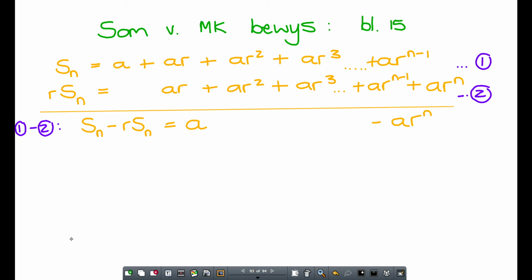Ja. Ek het hom uitgelos want wat jy eintlik net vir my moet sien is daai tweekies gaan mekaar uitkanseleer. So ek het nou nie al daai terme gaan skryf. Jy sal sien ek het by die vorige een ook so 'n bietjie minder geskryf as wat nodig is. Okay. Solank jy die patroon sien. Alright. Goed. So basically, if we subtracted the two, we've got A and then minus AR to the power of N.